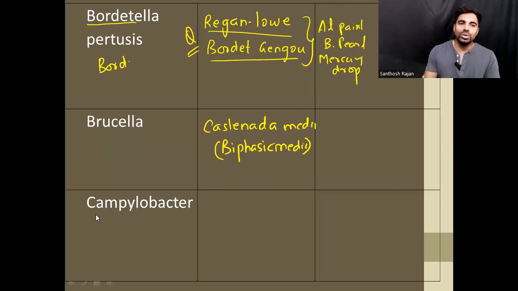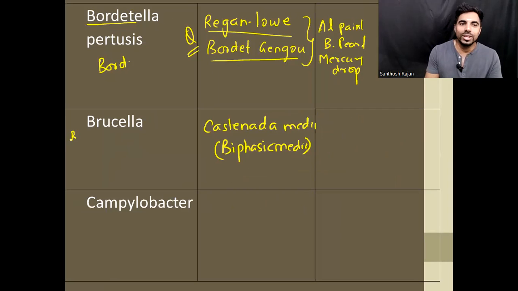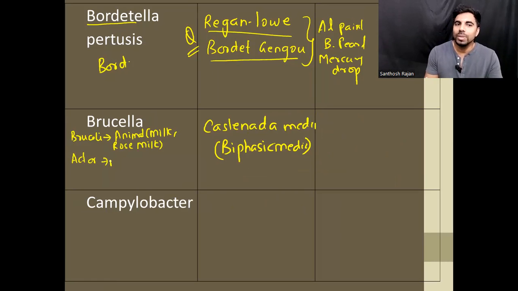Okay, so now how to remember? I hope you guys know already, but still, if you want a clue. The actor Bruce Lee is an animal lover. First of all, he's an animal lover and he likes milk so much. He likes animal milk, rose milk, everything, these are his favorites. And he's an actor, so he goes all around the world for acting. So what are his favorite places? Malta fever. And he loves Mediterranean fever.